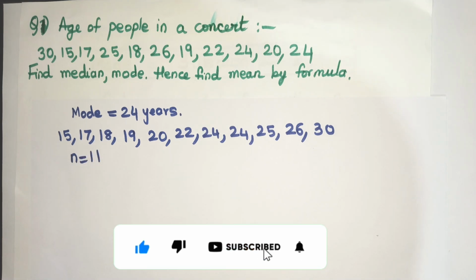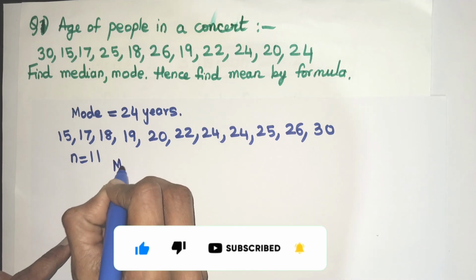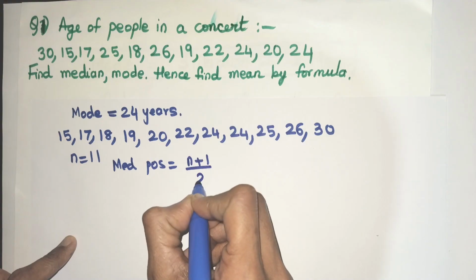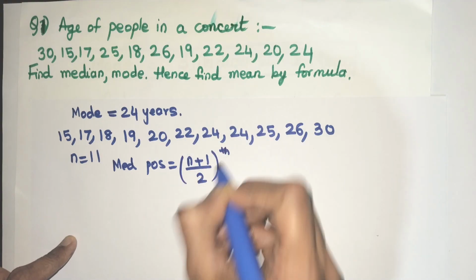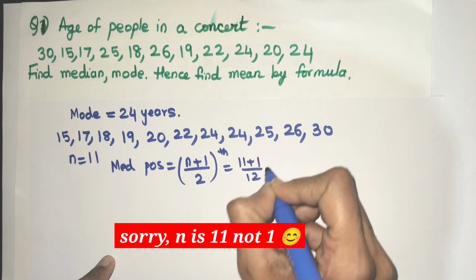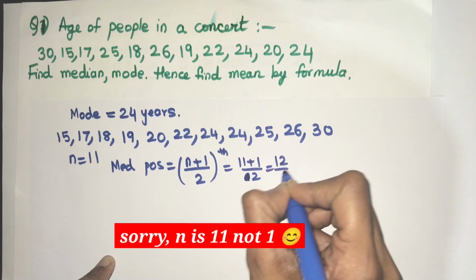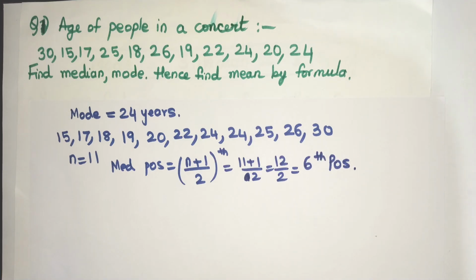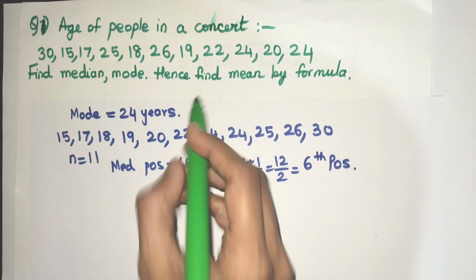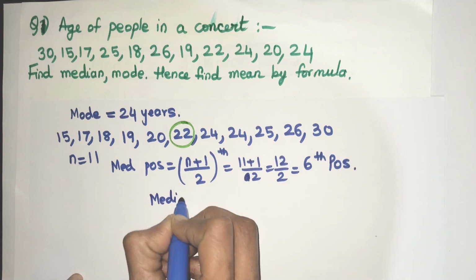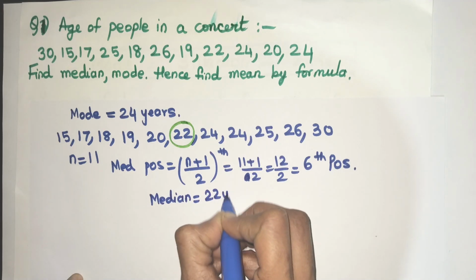When the total number of observations is odd, what is the median position? Do you remember that formula? Yes, it is n plus 1 the whole divided by 2. This is the formula for the median position. So since n is 11, 11 plus 1 divided by 2, which is 12 by 2, which is the 6th position, friends. Shall we see the 6th position over here? Yes, so 1, 2, 3, 4, 5, 6. So the median is going to be 22. That is the middlemost observation.